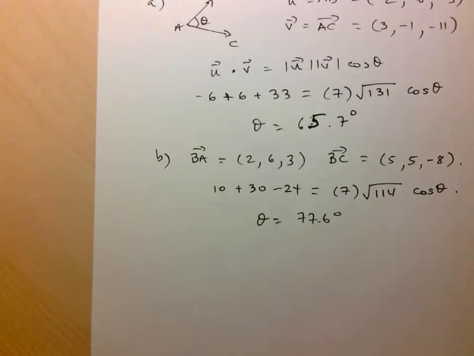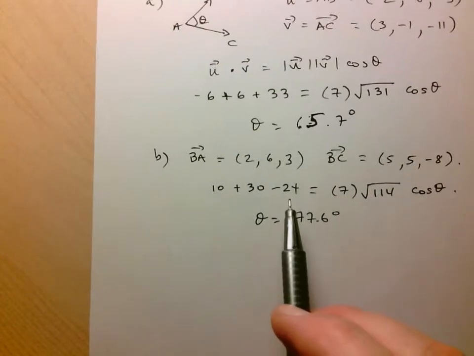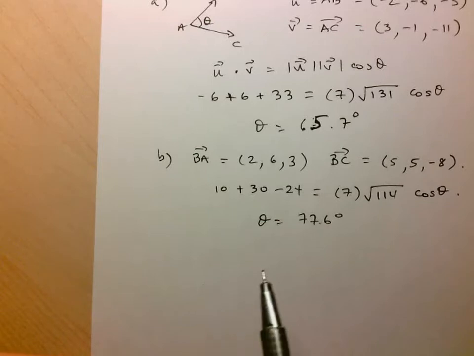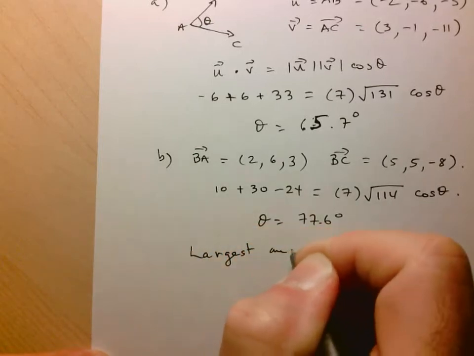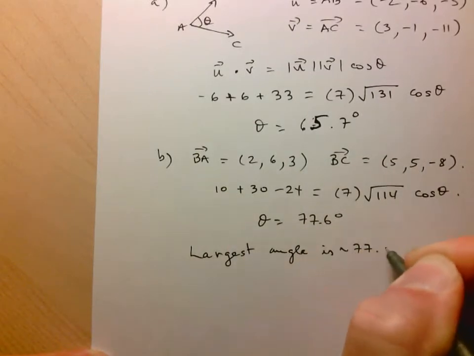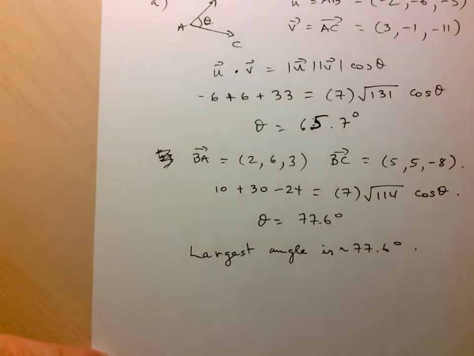And when we consider the third angle, well, this is 80 plus 60 is 140, so the third angle is going to be around 40 degrees, a little less. So definitely that's not the largest angle. So here we can say the largest angle is approximately 77.6 degrees. And I just realized that's not part B, it's part of part A.